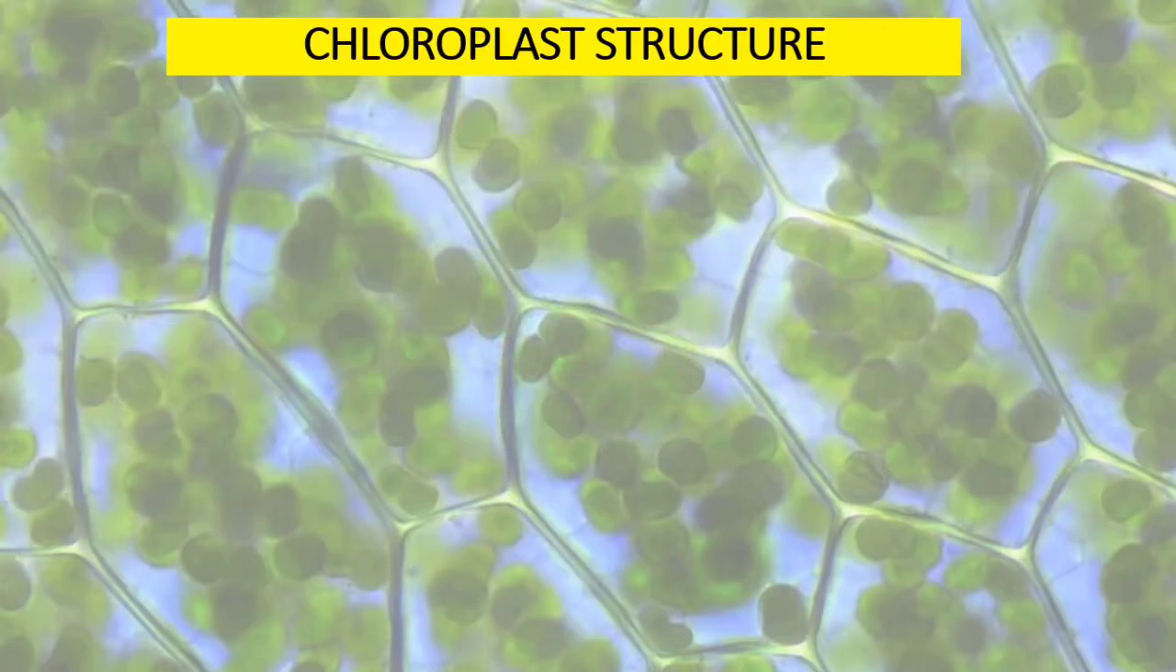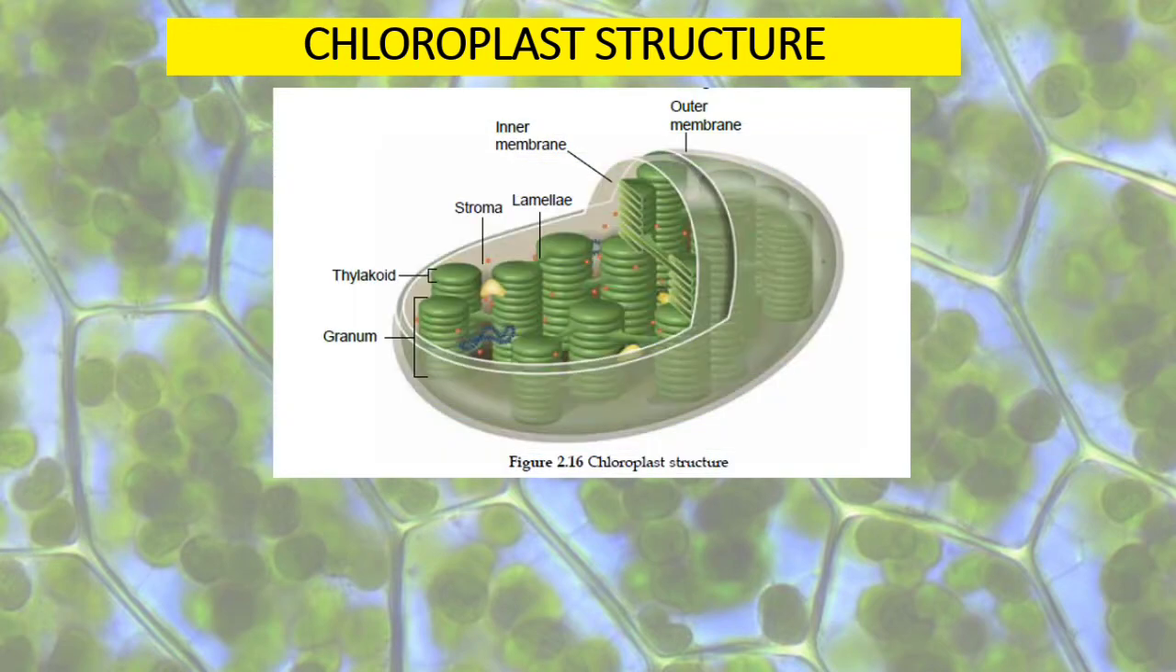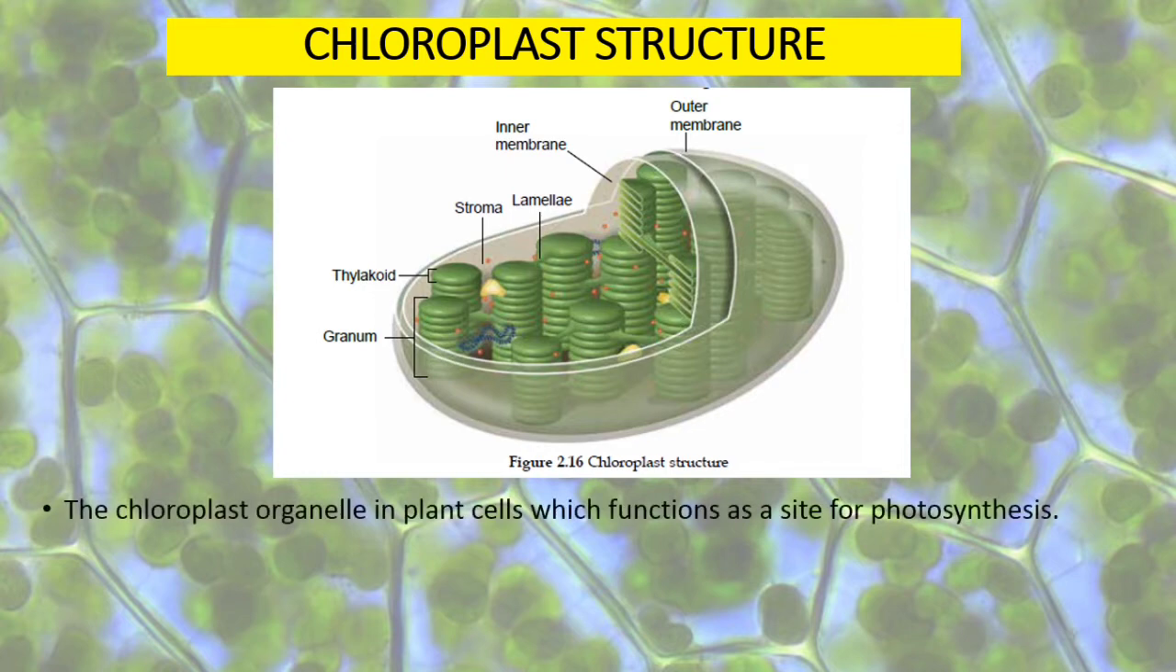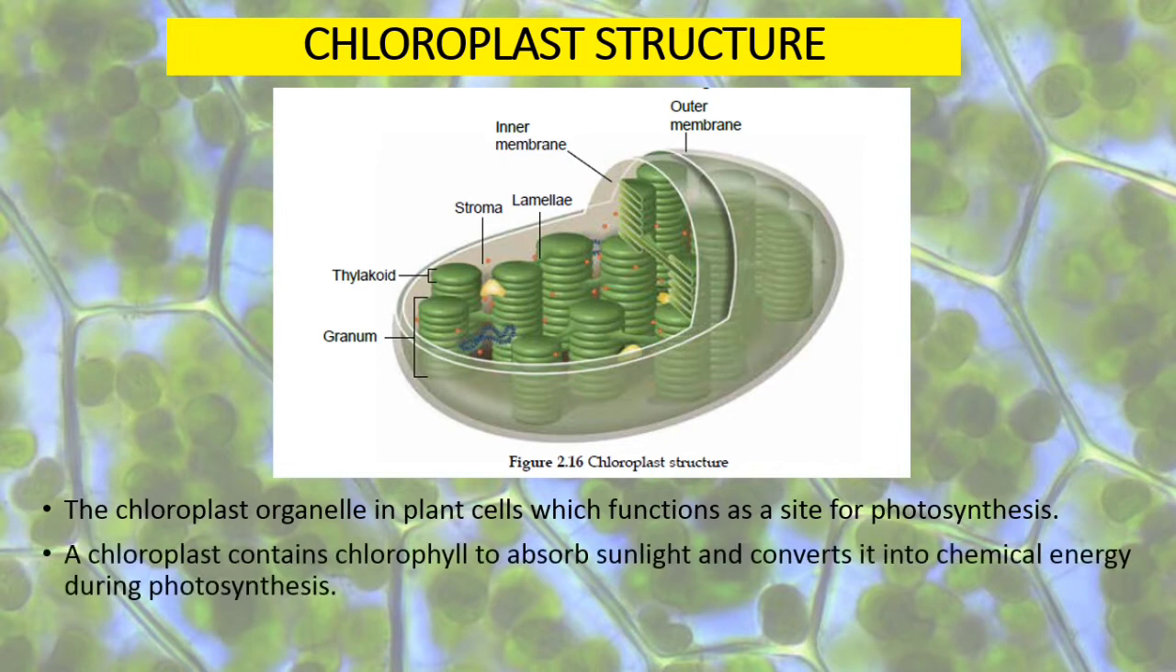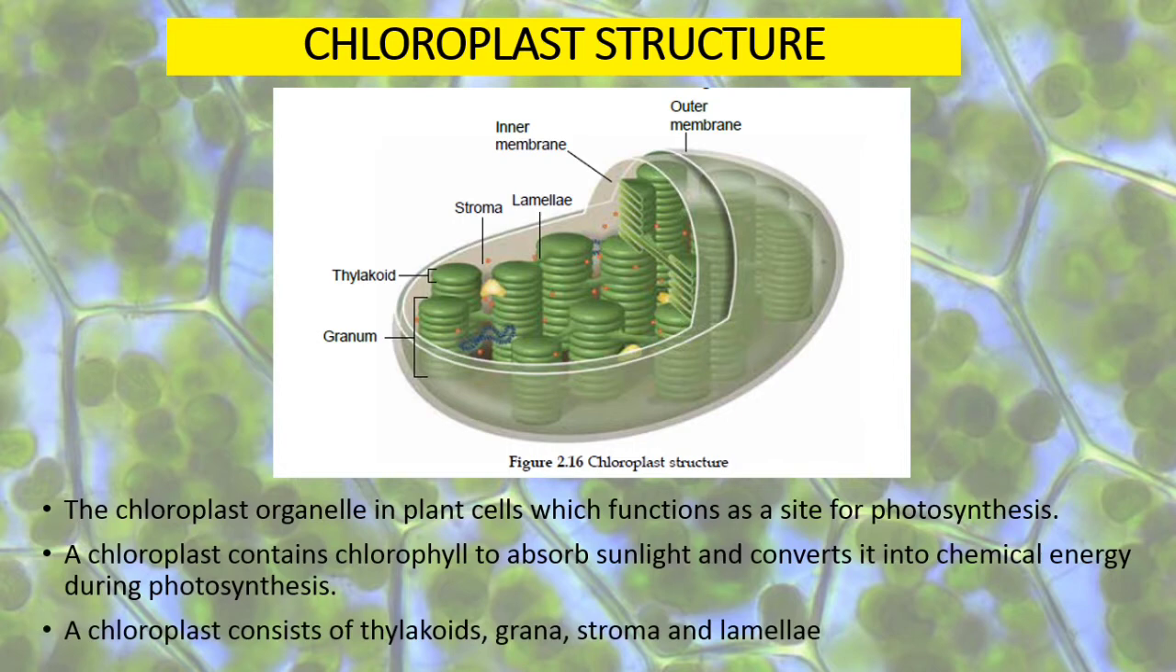Next, we discuss more about the chloroplast structure. This is the picture of a chloroplast. The chloroplast is an organelle in the plant cell which functions as a site of photosynthesis. A chloroplast contains chlorophyll to absorb sunlight and convert it into chemical energy during photosynthesis. A chloroplast consists of thylakoid, grana, stroma, and lamella. Let's go inside the chloroplast.